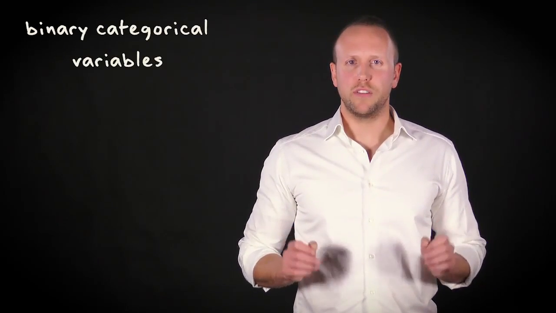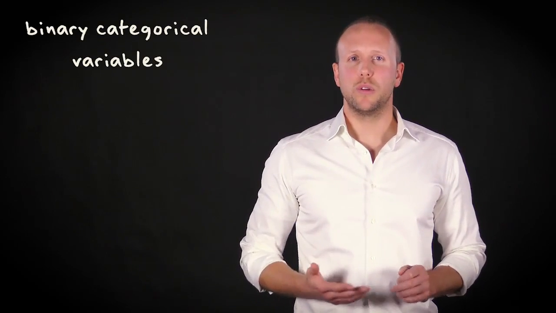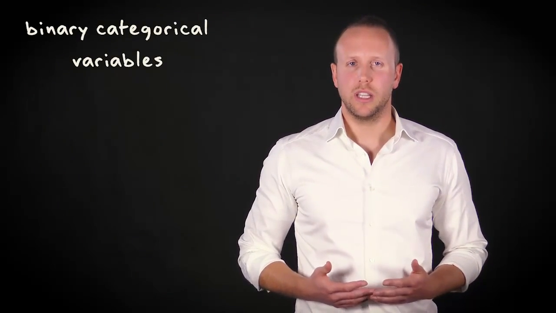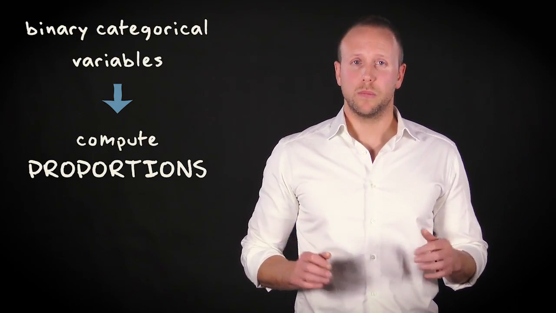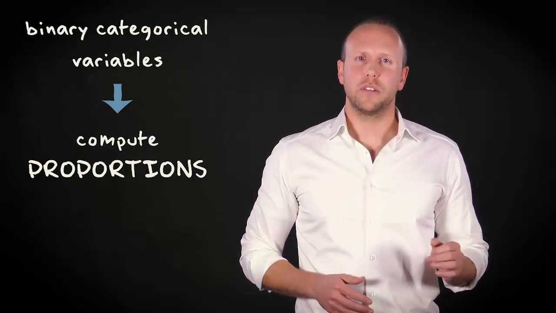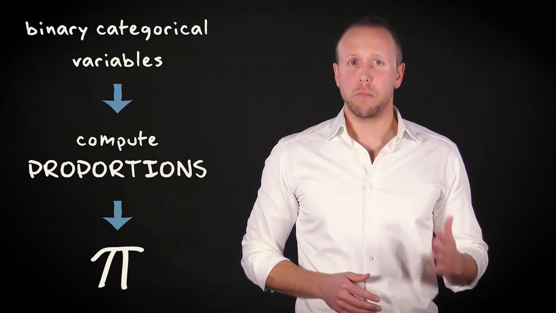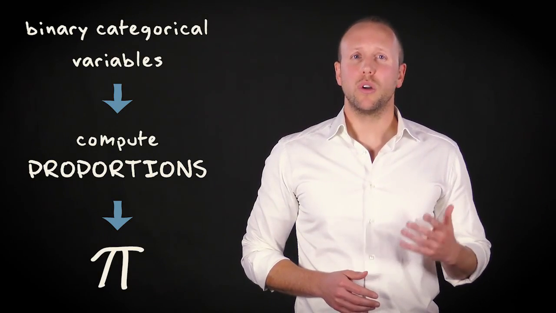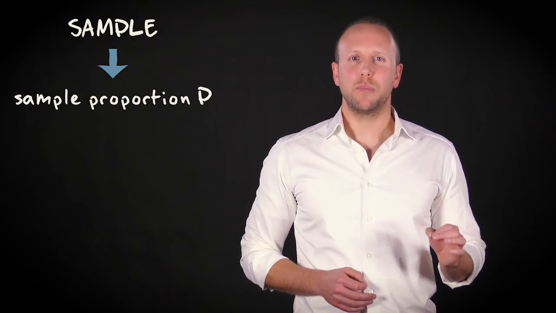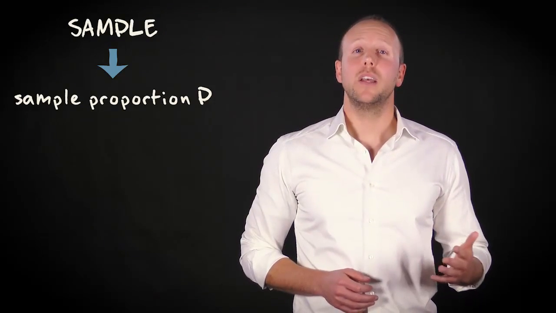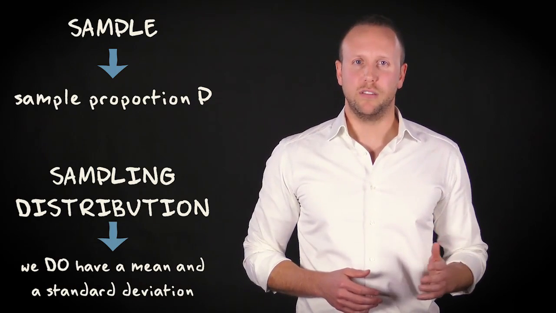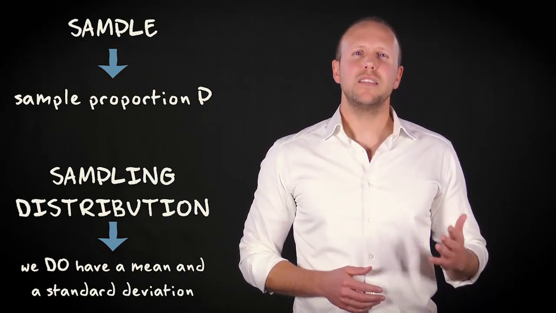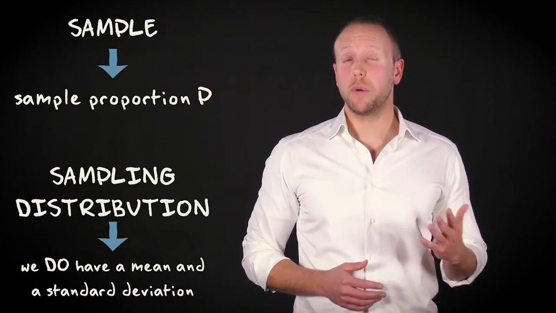So, to conclude, when it comes to binary categorical variables, it doesn't make sense to compute the population mean or standard deviation. Instead, we compute proportions when we are dealing with categorical variables. So, when it comes to binary variables, we only have the population proportion pi. A similar logic holds for the sample. We only have the sample proportion p. Yet, when it comes to the sampling distribution of the sample proportion, we do have a mean and a standard deviation. These values can easily be computed as long as we know the value of the population proportion.